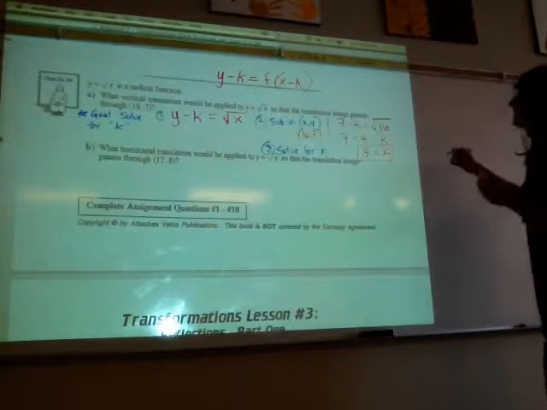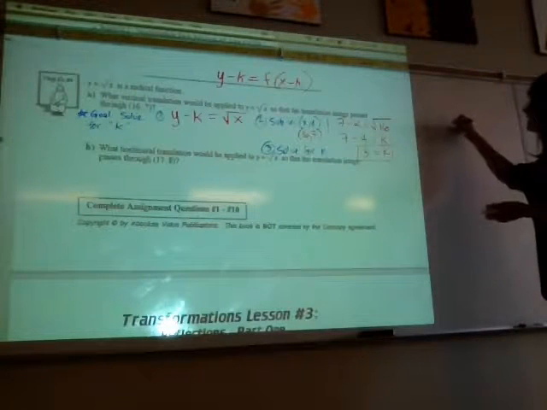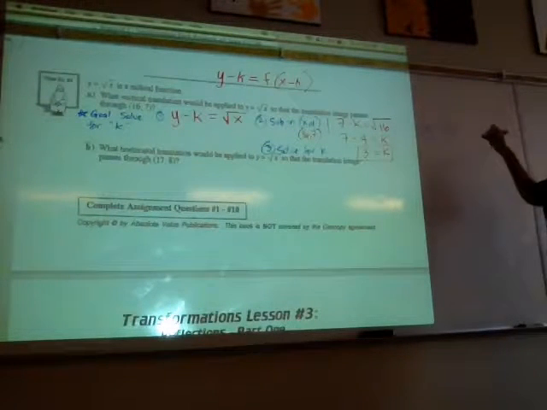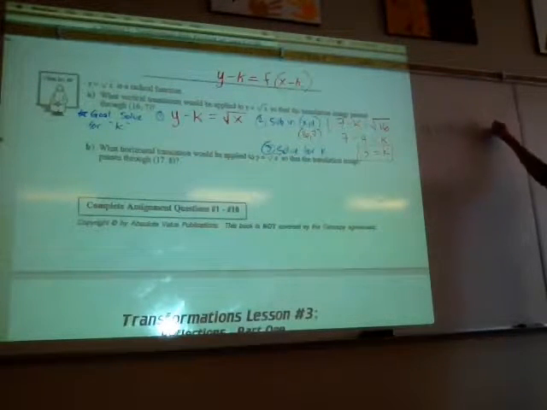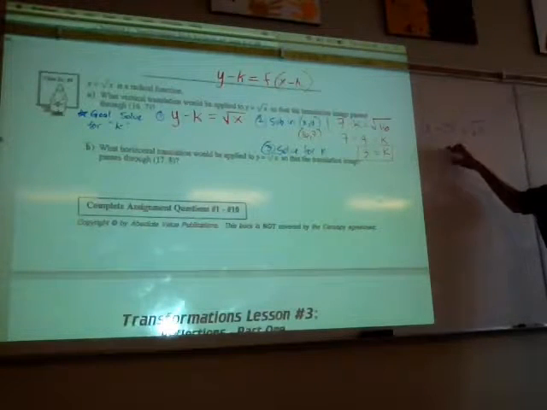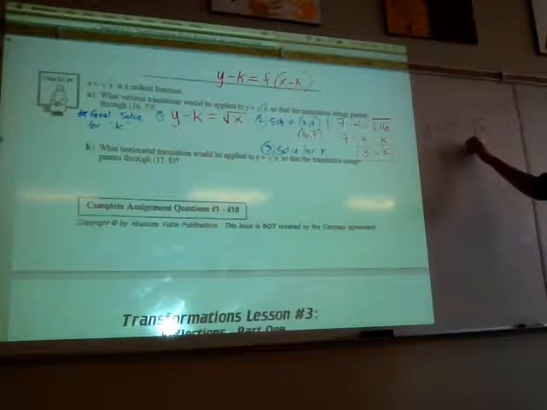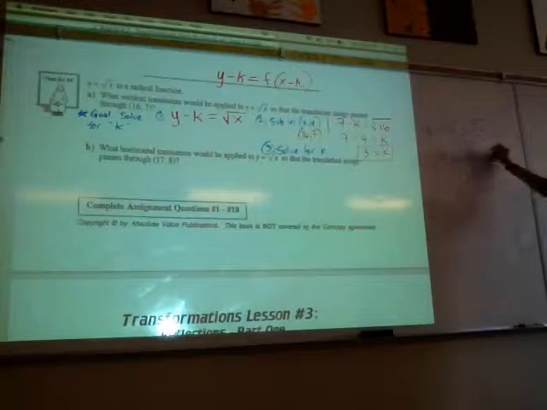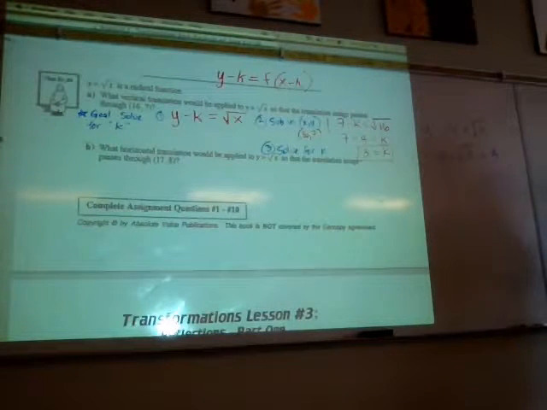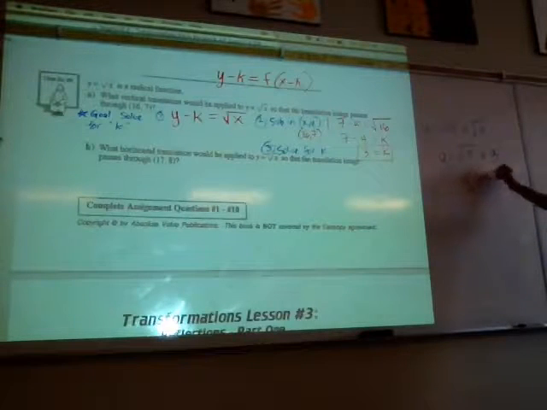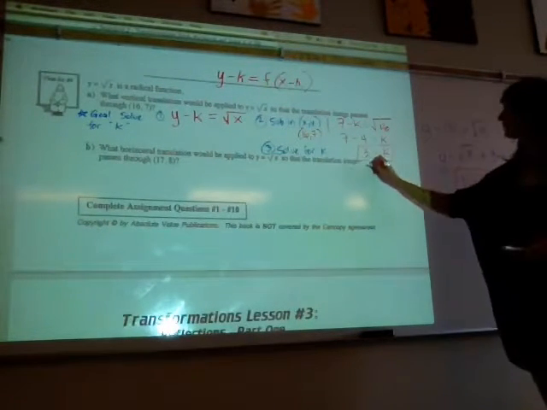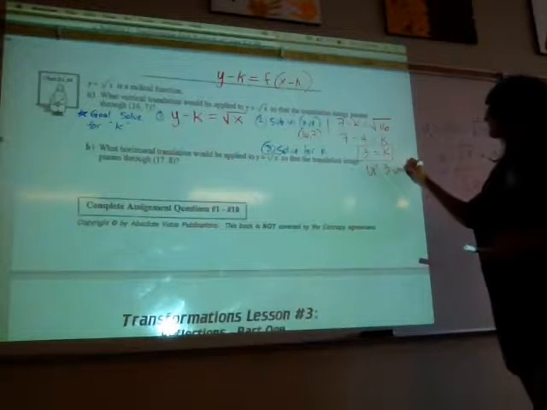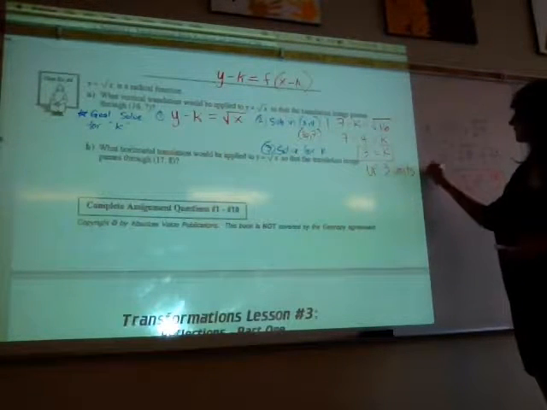So let's just sub that in. We had y minus 3 that we're subbing in. That equals the square root of x. If you rearrange it for y equals, what happens to that negative 3? We add it. So we're going up 3. K is positive, we go up 3 units. And we're happy with that.